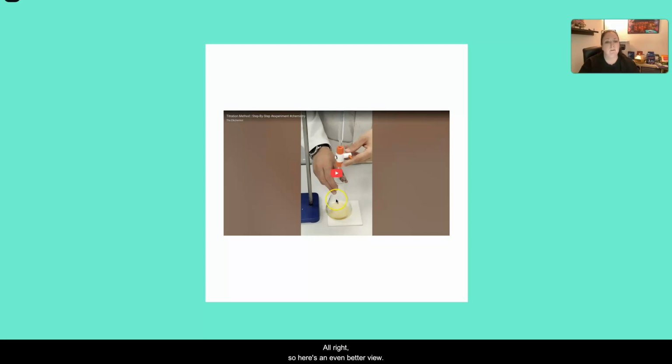All right, so here's an even better view. We have the flask and we have the burette right here. And then this is just a ring stand that holds it up. All right, so let's move on.